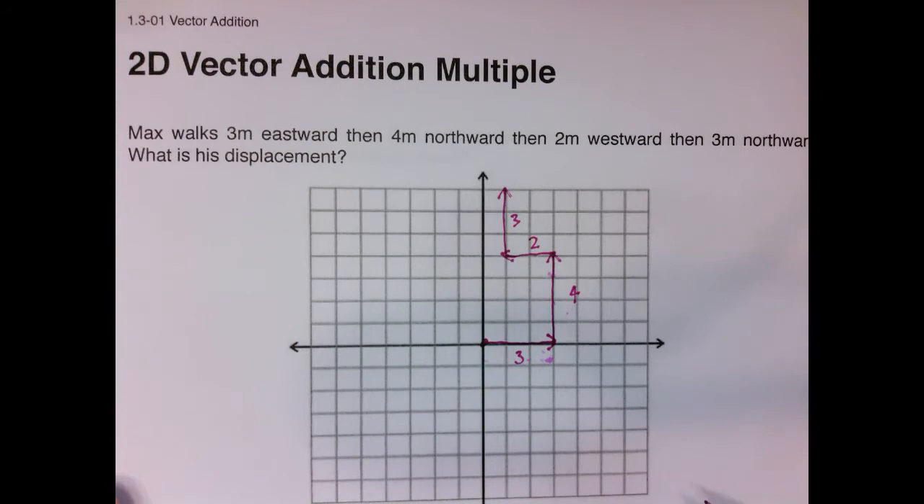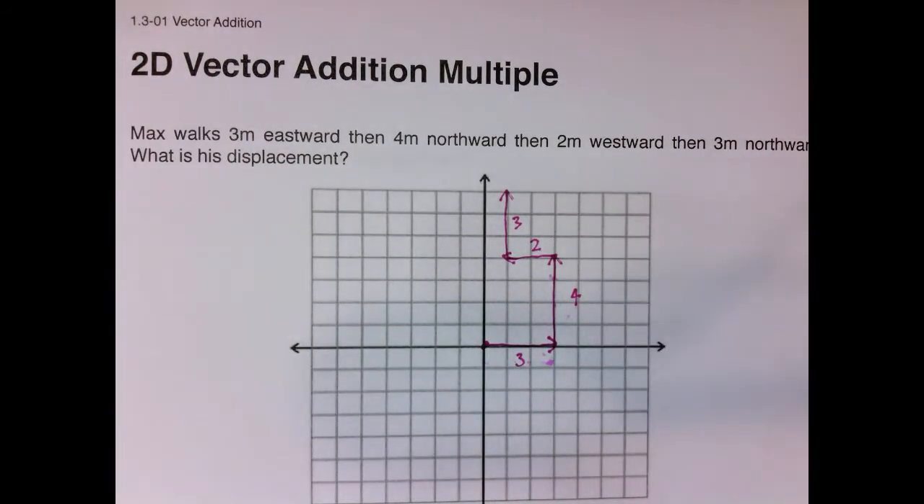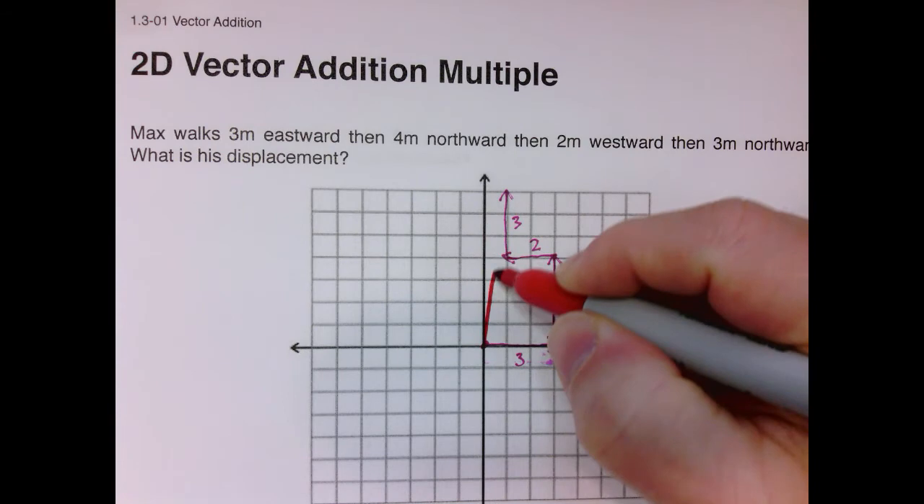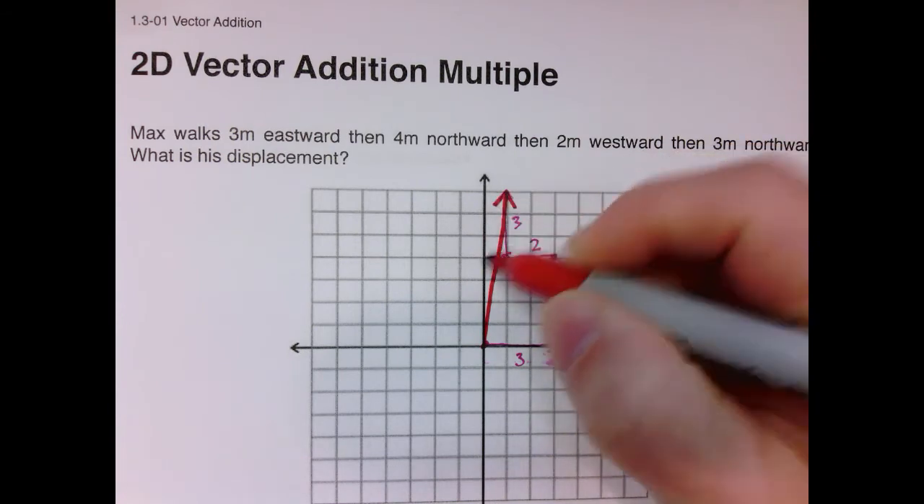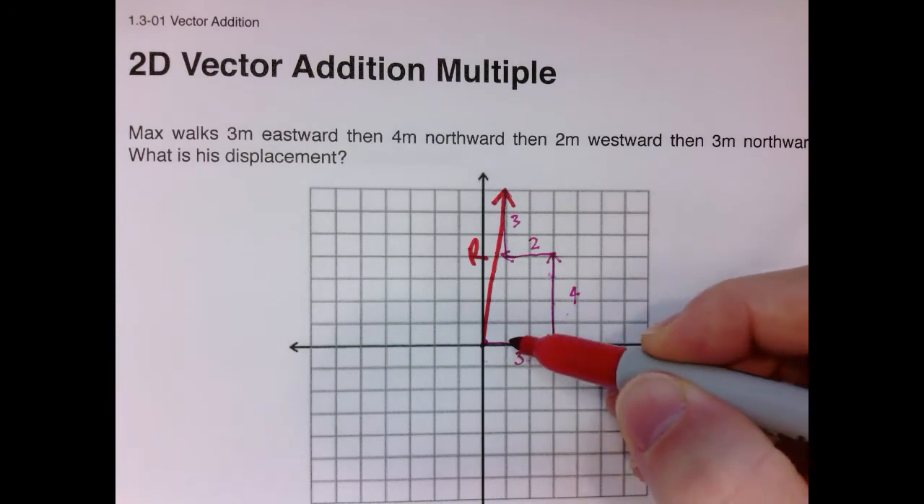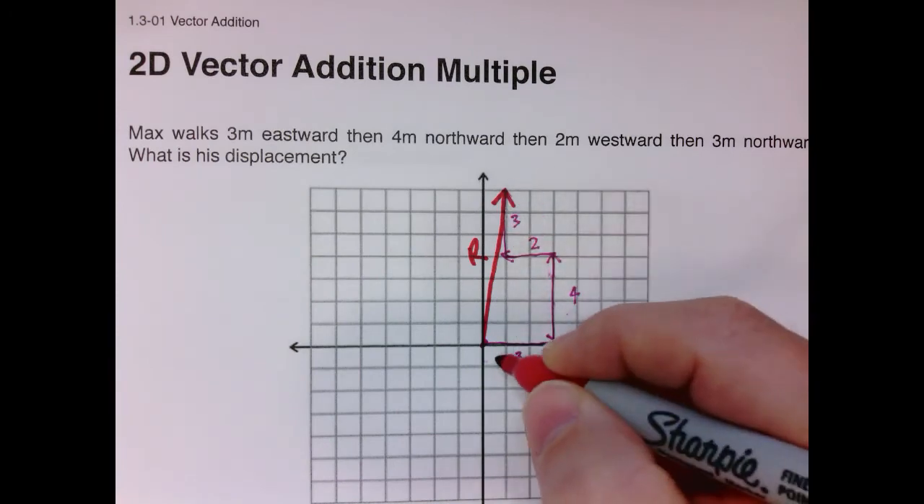So what is his displacement? We have all these little displacements, but the displacement itself is the very beginning to the very end. And we can see this is over 1 and up 1, 2, 3, 4, 5, 6, 7. So this is 1 and that's 7.